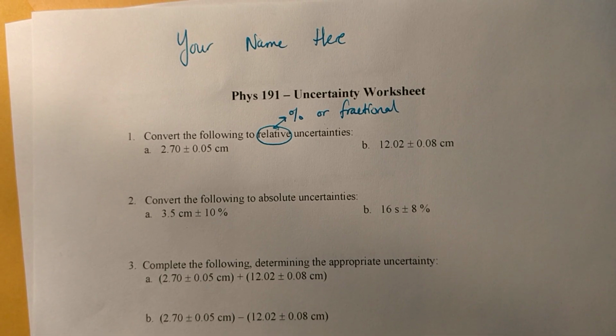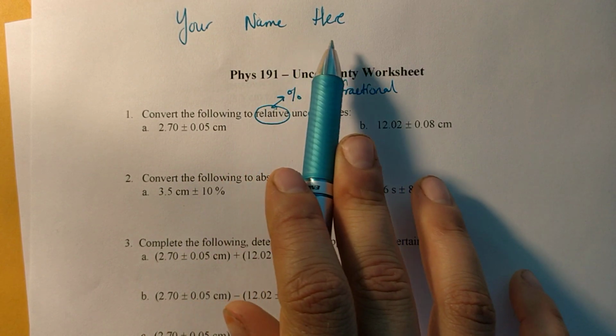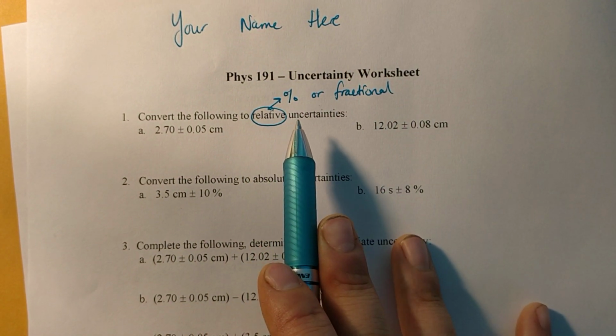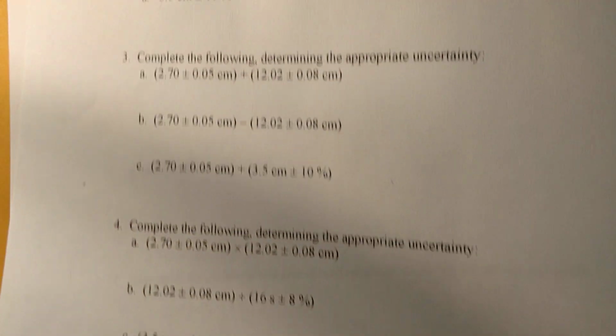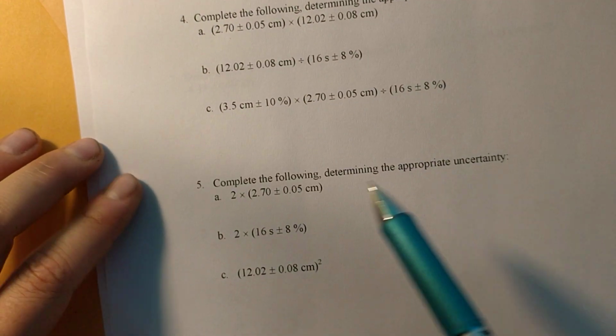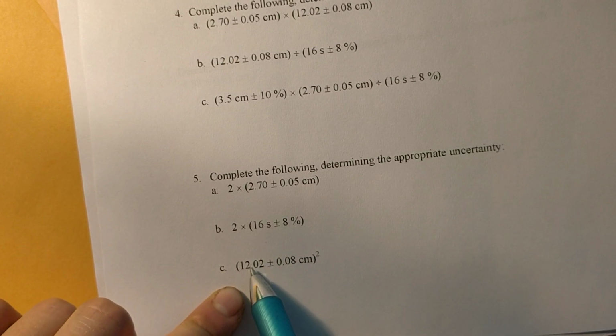In this video, I'm going to solve two practice problems with you on your uncertainty homework. Don't forget your name at the top, and know that relative uncertainties mean percentage or fractional uncertainties. So I'm going to solve 5C first.